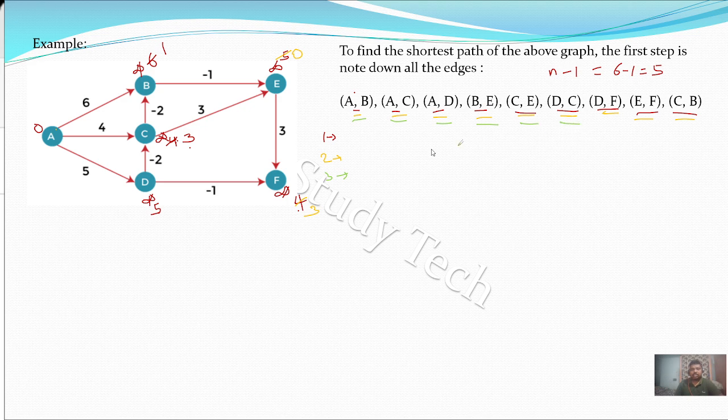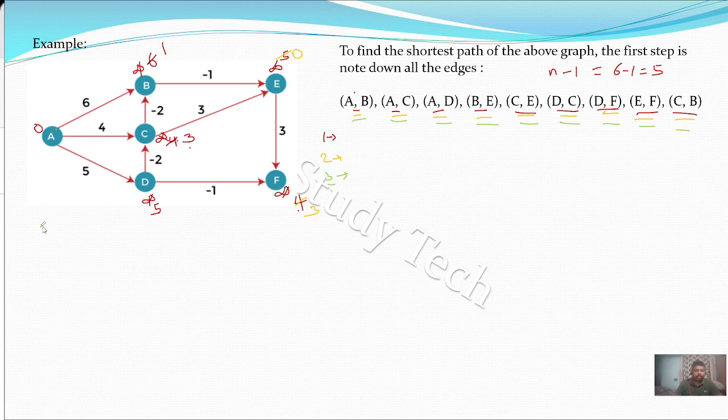And D to F: 5 minus 1, 4, already 3 is there, that is the minimum, leave it. And E to F: 0 plus 3, 3 is also there, leave it. And C to B: C value is 3, 3 minus 2, that is 1. So this is the third iteration. In the third iteration, there is no update, so how do we stop? If we apply the fourth step also, there are no changes, so that's why.